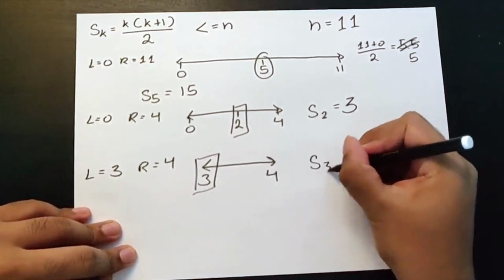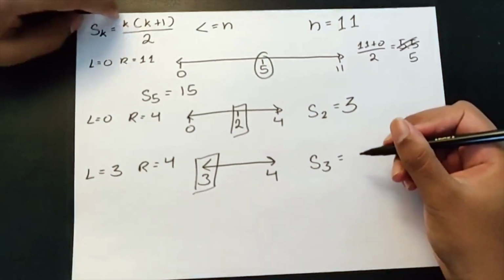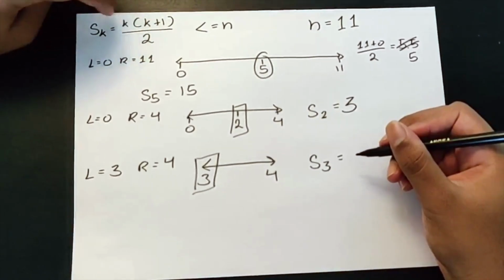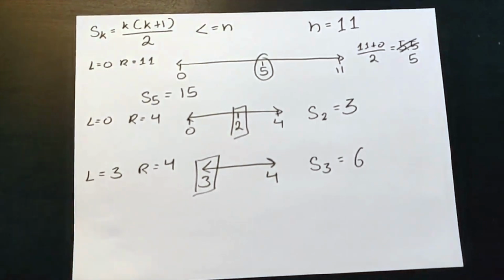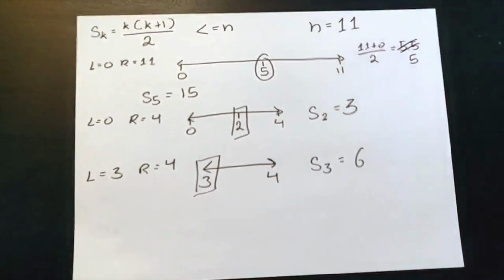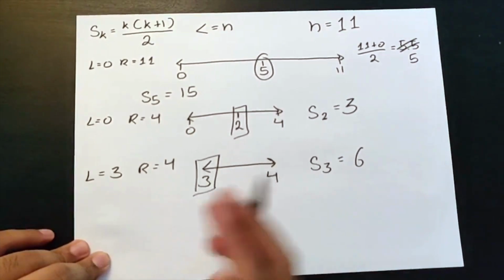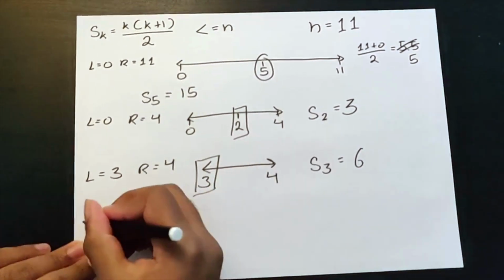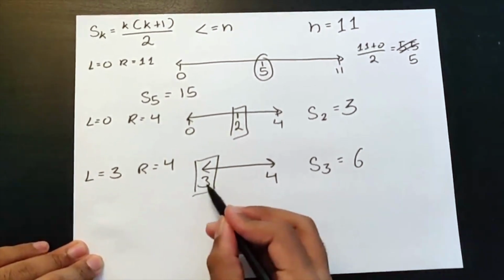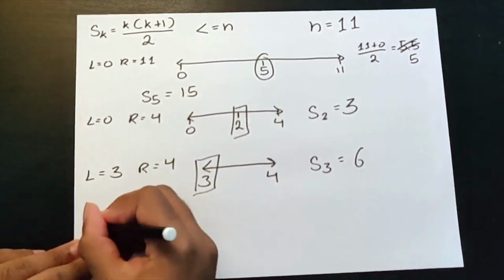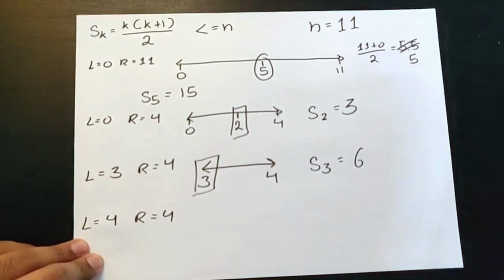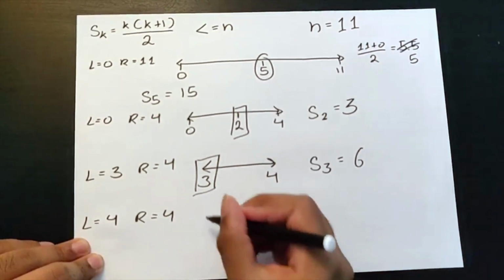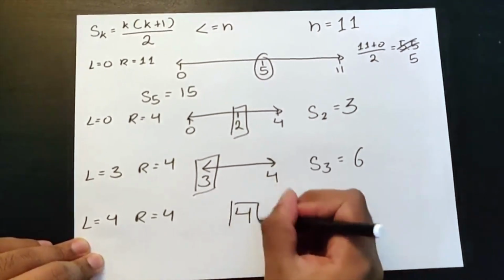So S of 3 is equal to 3 into 3 plus 1, 4. So that's 12 divided by 2, which equals 6. Now 6 is also again too small. So now again, we're gonna move our left because we wanna look at bigger numbers. So now our left is gonna become 3 plus 1. So our left is going to become 4, and so is our right. Our right is also going to become 4. So we're only going to be looking at the number 4.